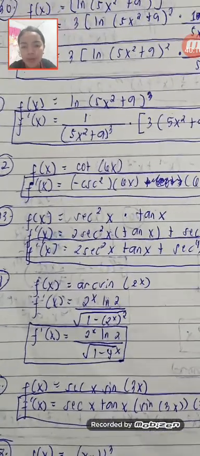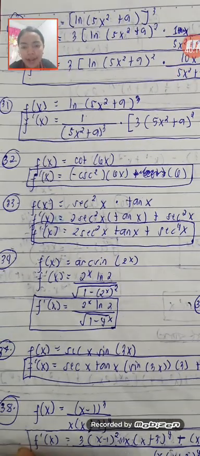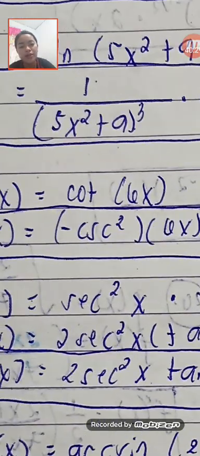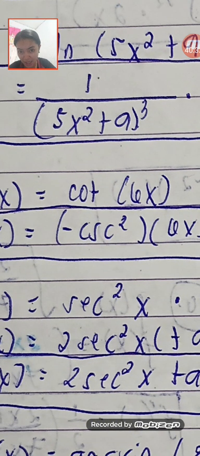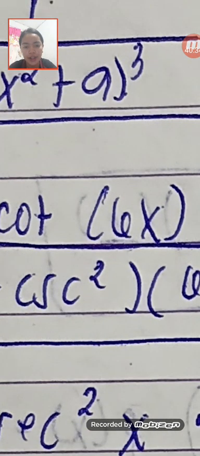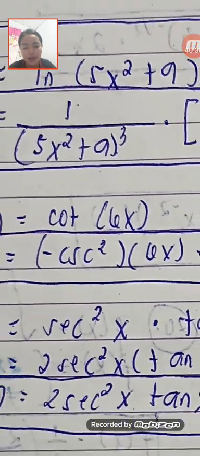So number 32, we have here f of x is equal to cot of sec x. So in this item, we just need to use the chain rule. So in using the chain rule, we come up with this chain rule because as you can see, there is what you call this, parenthesis.